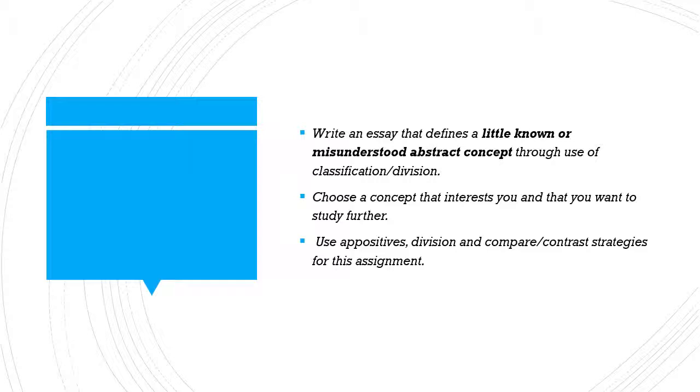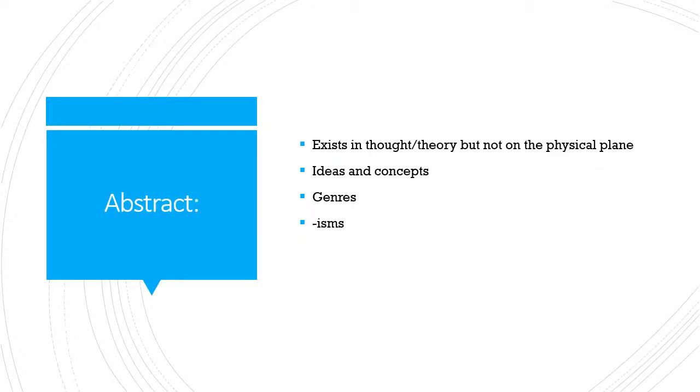So the prompt asks you to define a little known or misunderstood abstract concept through the use of classification and division. You're going to choose a concept that you're into, that you're interested in, otherwise the paper is going to bore you and me both. Right? And you are going to use appositives, division, and compare and contrast strategies for the assignment. That's going to be the framework that you use.